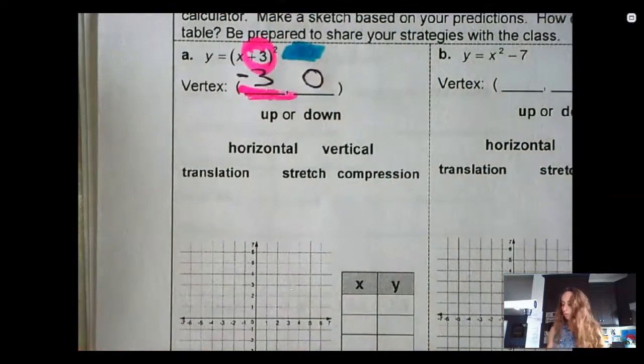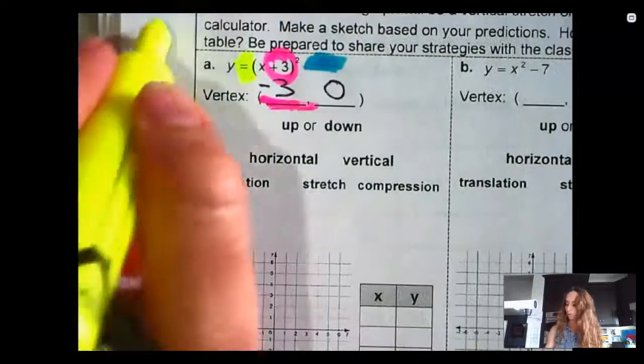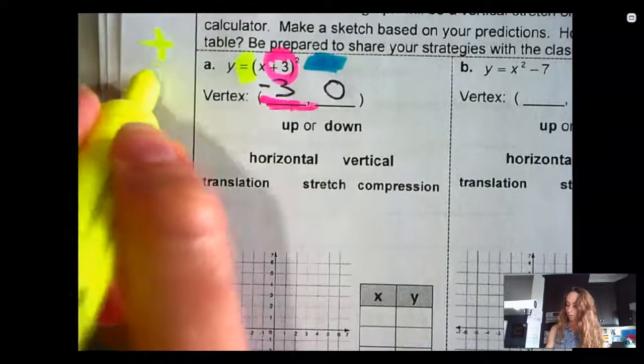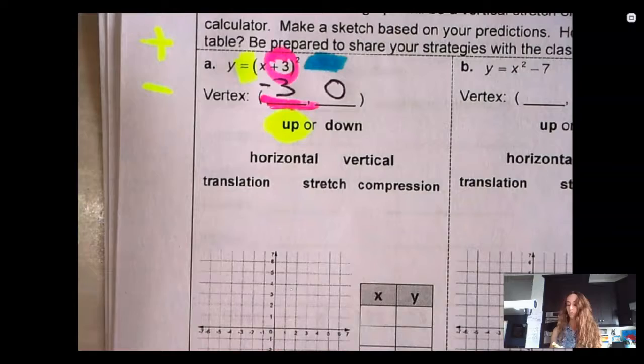All right. What tells you if it's going up or down? Whatever's here is going to tell you if it's up or down. If it's positive, it's going up. If it's negative, it's going down. So since that's positive, this is going up.